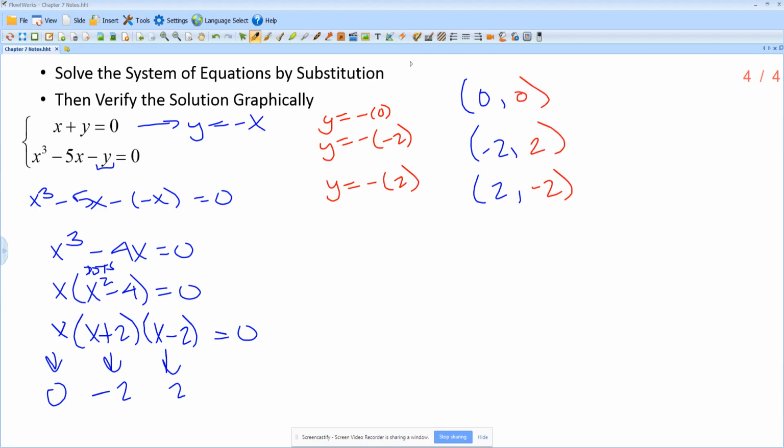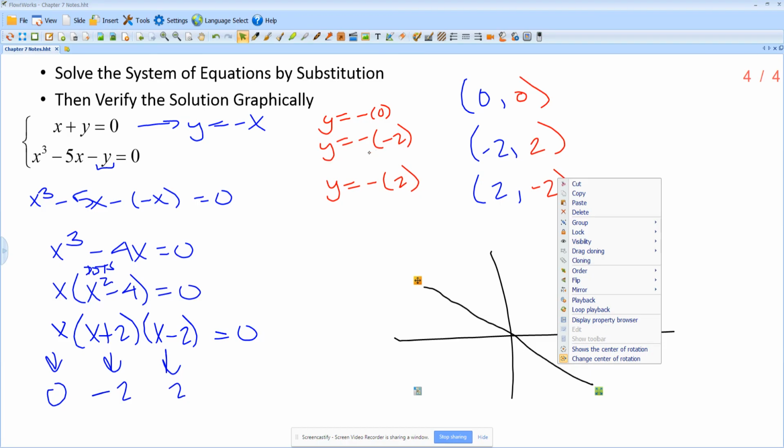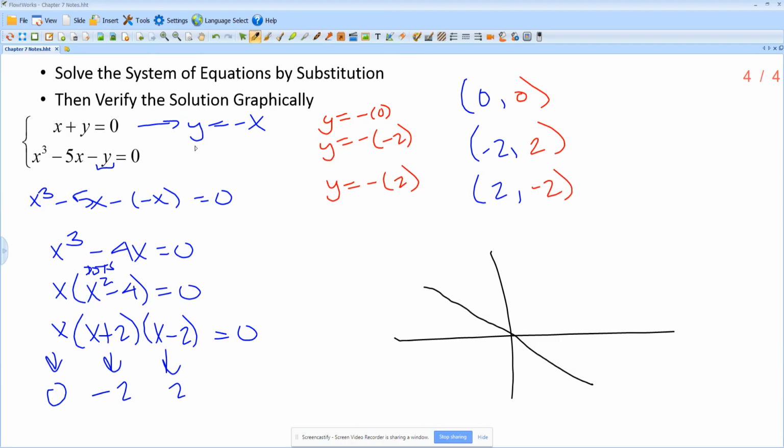Graphically, if I were to graph this, what I know is I have y equals negative x, which is not entirely that line because I didn't use the straight line tool and I clearly have really bad art skills. So I graphed that line. For this one, I would have something like y equals x cubed plus 5x, which is going to look approximately like that. So again, here you can see there are three solutions: 0, 0, negative 2, 2, and 2, negative 2.